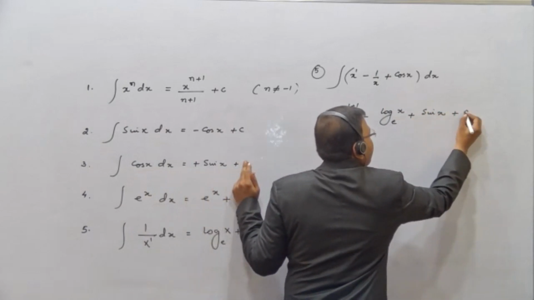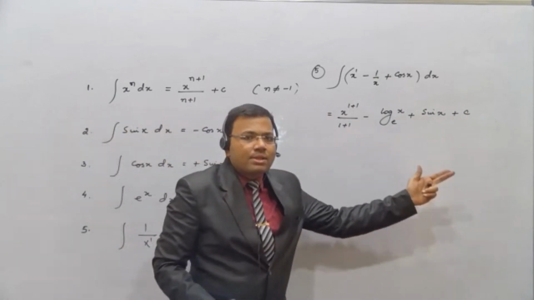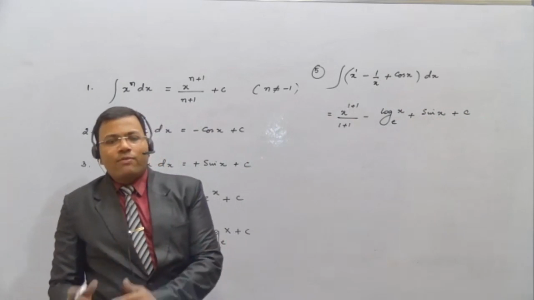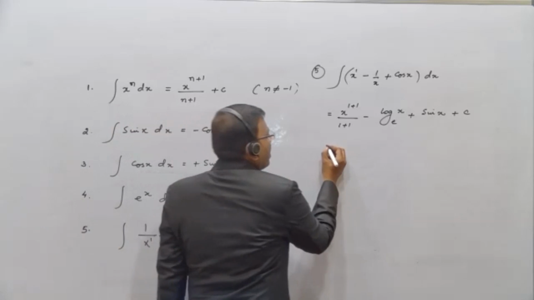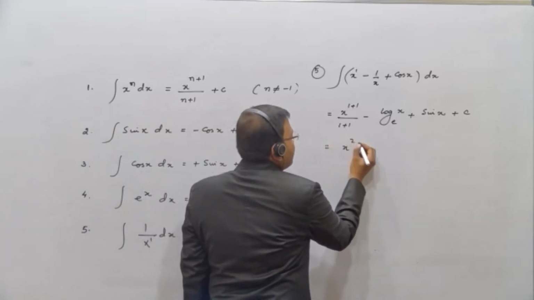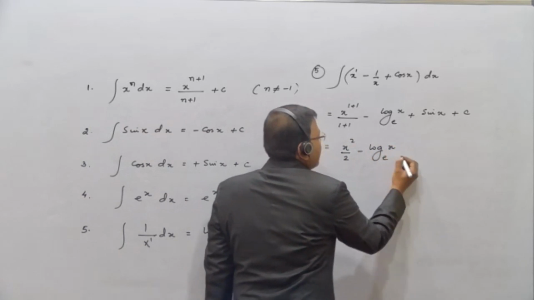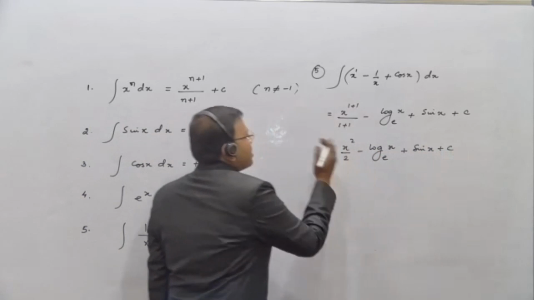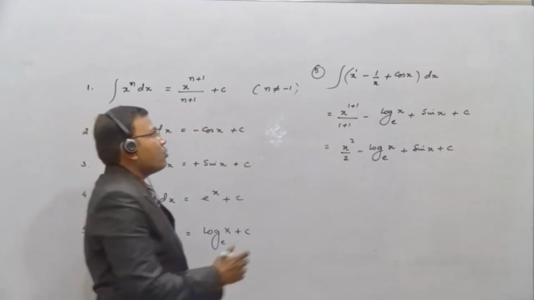And just plus c. No need to write plus c plus c plus c, that is 3c. Just one integrating constant is enough for the number of functions. One integrating constant at last. Now students, the answer I am getting here is x square by 2 minus log x base e plus sine x plus c. So this is the integration of the given function. Now next we can go for the sixth one.